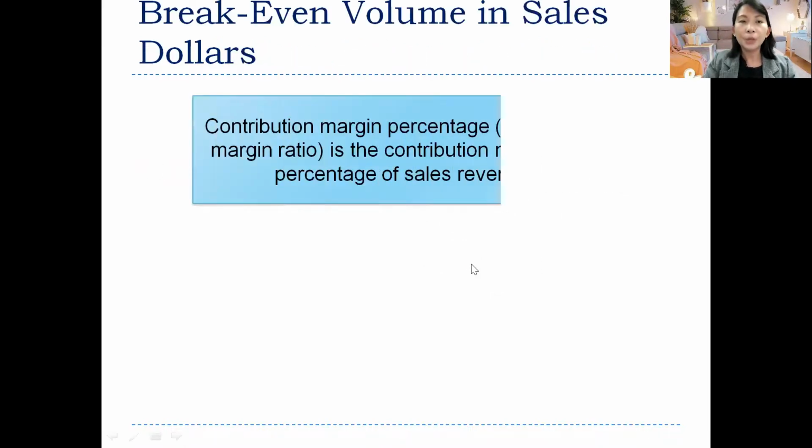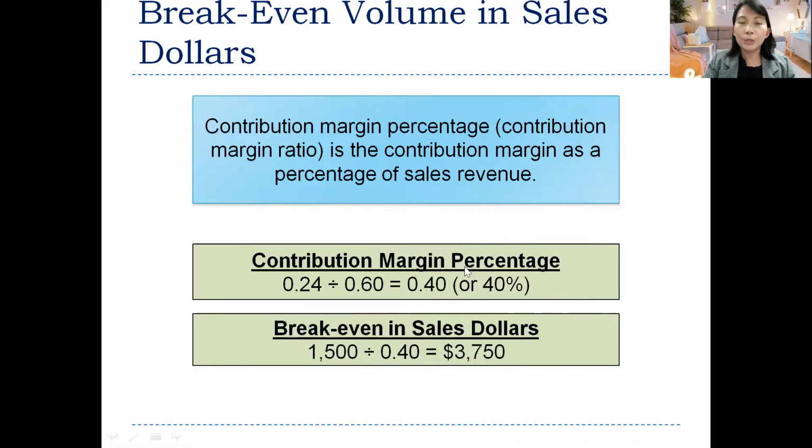So we have here sales in dollars, or you can use sales in pesos. The contribution margin percentage, or ratio, is the contribution margin as a percentage of sales revenue. So for the contribution margin percentage, we have 0.24 divided by 0.60, which equals 0.40 or 40%. The break-even in sales in dollars.